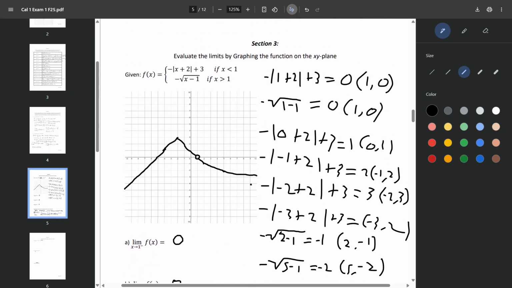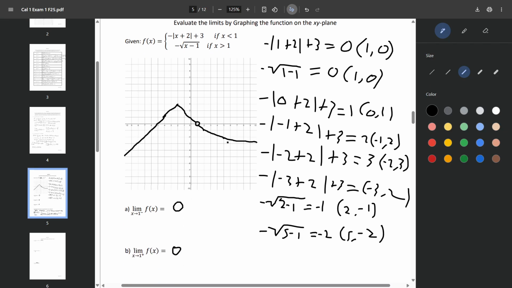And so that is all for section 3. All right, and that is all.